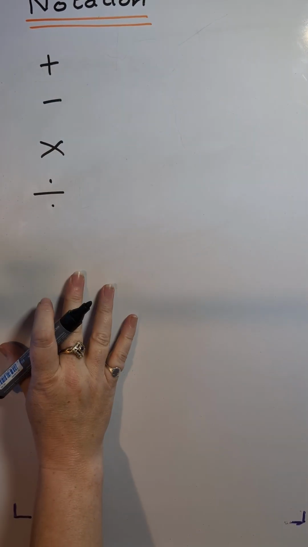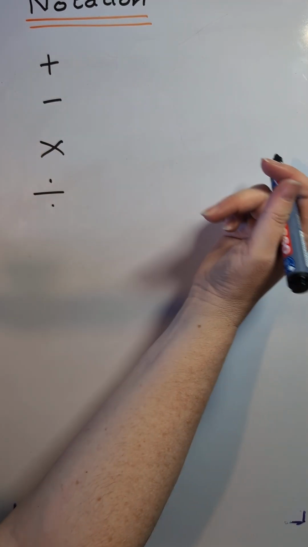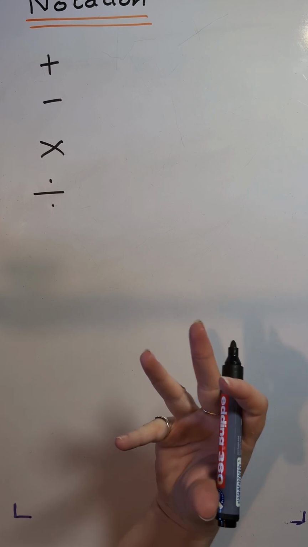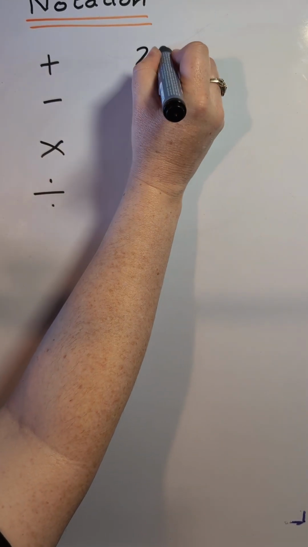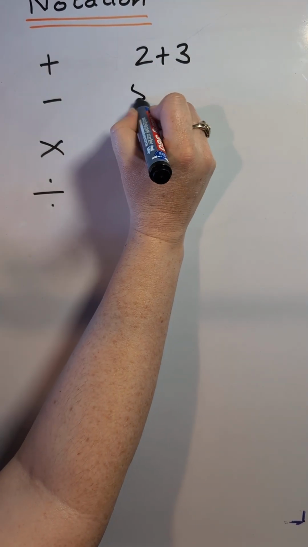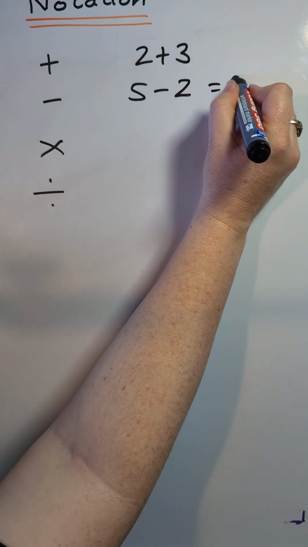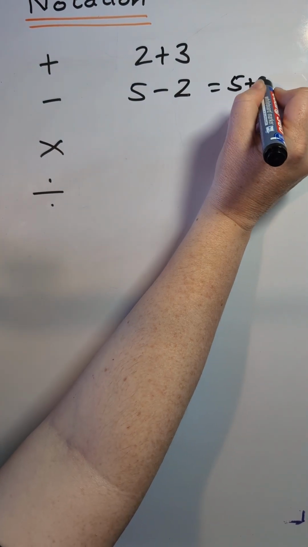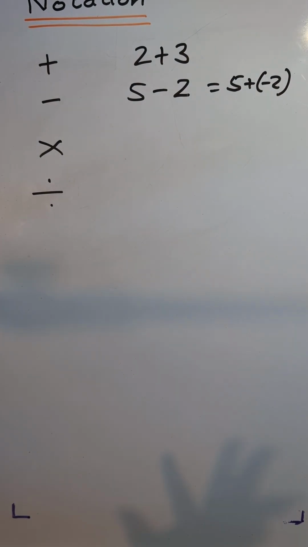Plus and minus don't tend to change. A minus can be thought of as adding a negative number. So if we had like 2 plus 3, we could have 5 take away 2, which could be the same as 5 plus minus 2. The brackets are there to identify what's being taken away.